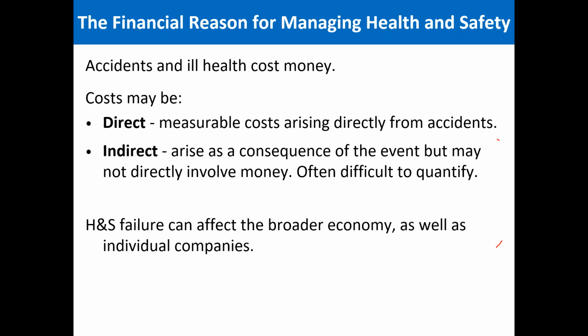Then obviously there is the future loss of business. You had an accident, you've got a bad reputation, there might be other businesses, other projects that you were about to be awarded, but because of that accident, the clients will not award you those projects. So these are indirect costs. They are arising as a consequence of the event, but are not directly relating to money, and they are often difficult to quantify. Health and safety failure can affect the broader economy as well as individual companies. If there are many accidents and health and safety failures happening, it will have a significant effect on the entire economy of that region as well, not only on individual companies.